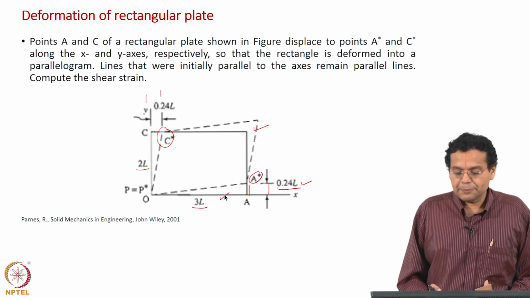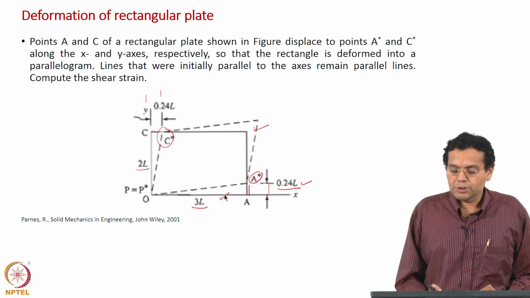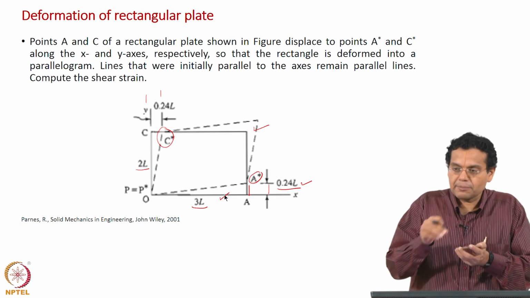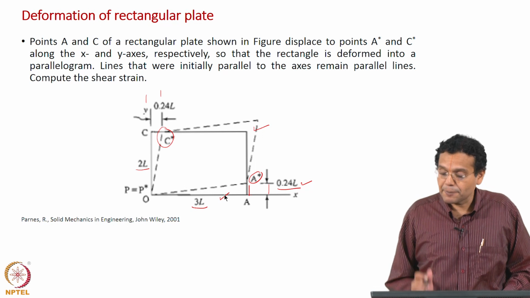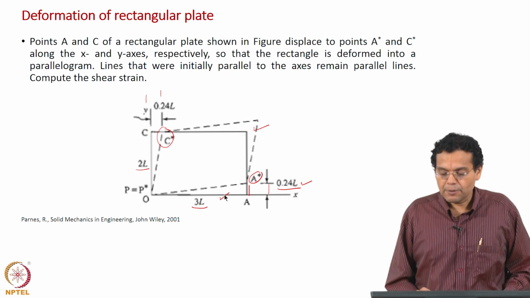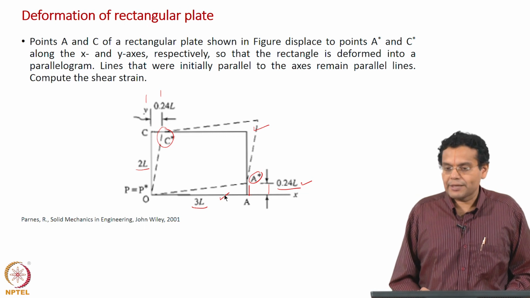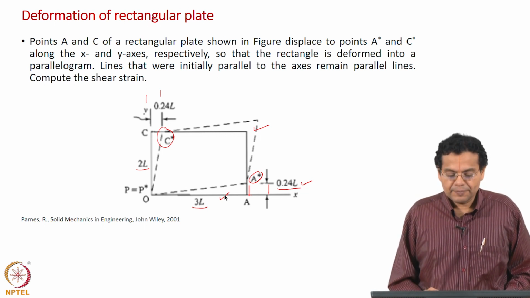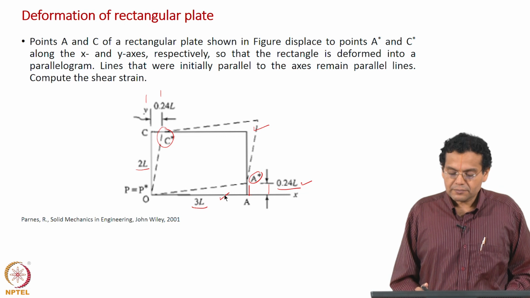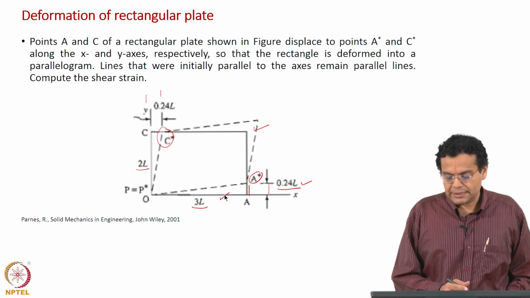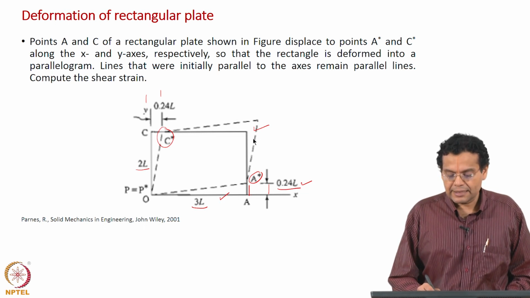Points A and C of a rectangular plate shown in figure. So, you should imagine taking a plate and then marking some points at the end points. Displace two points A star and C star along the x and y axis, respectively, so that the rectangle is deformed into a parallelogram. If you look at P star, C star, A star, the dashed line is a parallelogram.